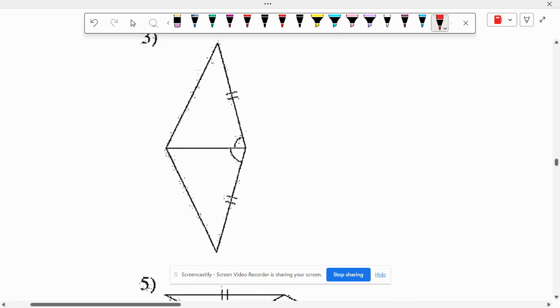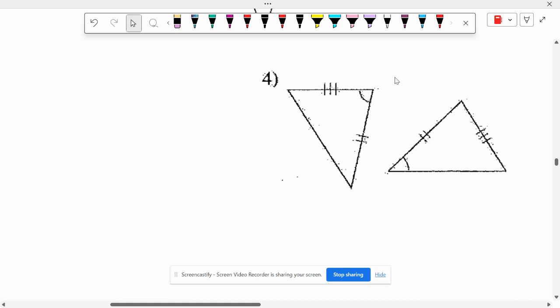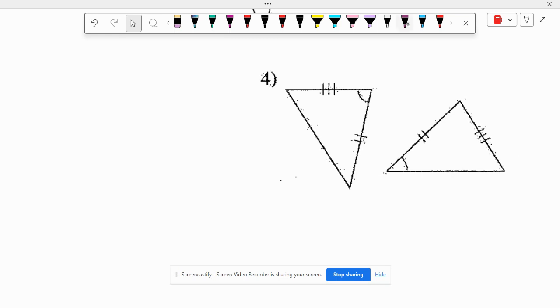What about example number 3? Yes or no? By what method? Side, side, angle, side. The congruent angle is nestled in between the 2 congruent sides. Do you see it? What about example number 4? Not possible. Explain why.